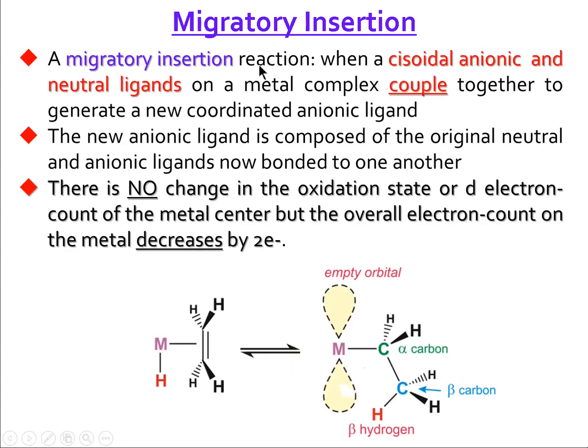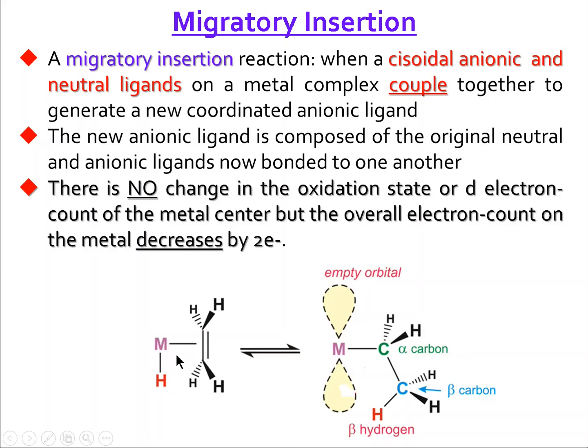A migratory insertion reaction is a reaction taking place in the coordination sphere of the metal M, where two ligands, one neutral and the second anionic, can couple together to form a new anionic ligand. For example, consider the metal M, metal hydride, and metal alkene. The hydride is an anionic ligand. Alkene is a neutral ligand. So H- can attack the alkene to generate a metal alkyl. So this is a new anionic ligand formed from the coupling of the two ligands.